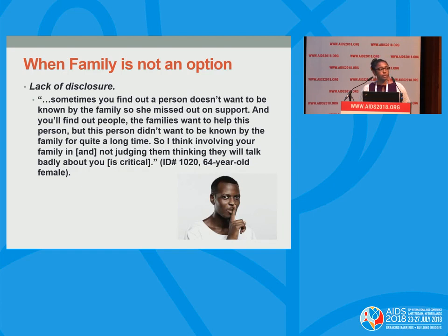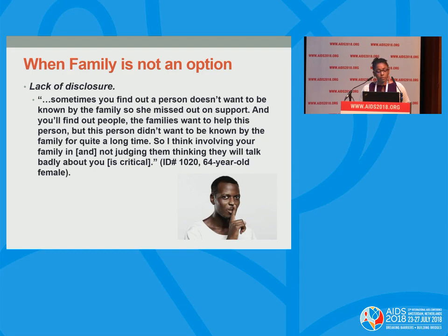Another thing that was very frequent had to do with lack of disclosure to family members. So what we saw often in the transcripts is that often it was just the primary caregiver who was aware of the child's HIV status, and they identified this as a potential barrier to retention in care. One stakeholder said, sometimes you find out a person doesn't want to be known by the family, so she missed out on support.